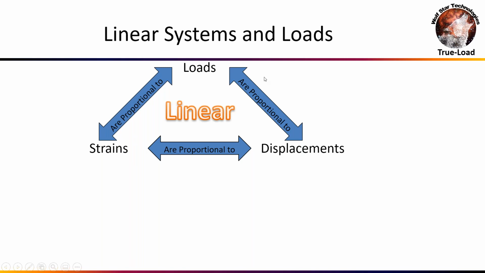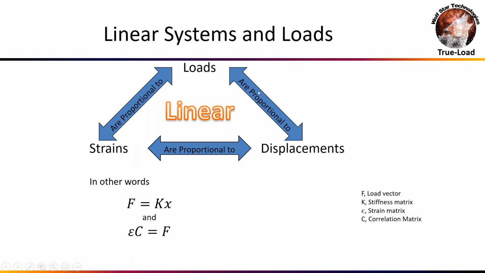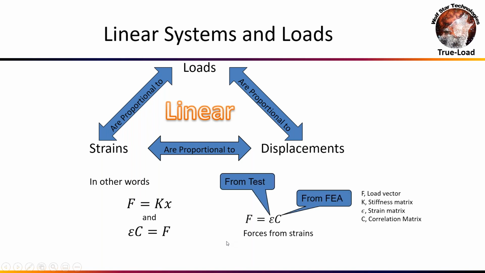So I can take this little diagram here and turn it into a couple of equations. The right-hand side is F equals Kx. That's Hooke's law. If your part is obeying Hooke's law, then the left-hand side of the triangle has to be obeyed as well, which is strain times the correlation matrix is equal to load. And we're going to calculate loads as being strains from test times the correlation matrix from FEA. So this is what we're doing. Earlier on, I said this is based on the science of influence coefficients. This is the governing equation for influence coefficients. So I'm going to go into a little bit deeper mathematics here on the next couple of slides.